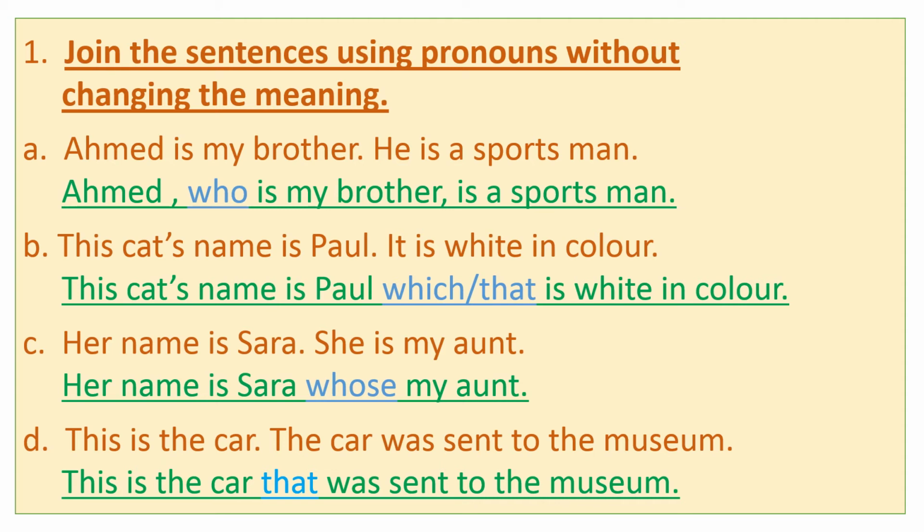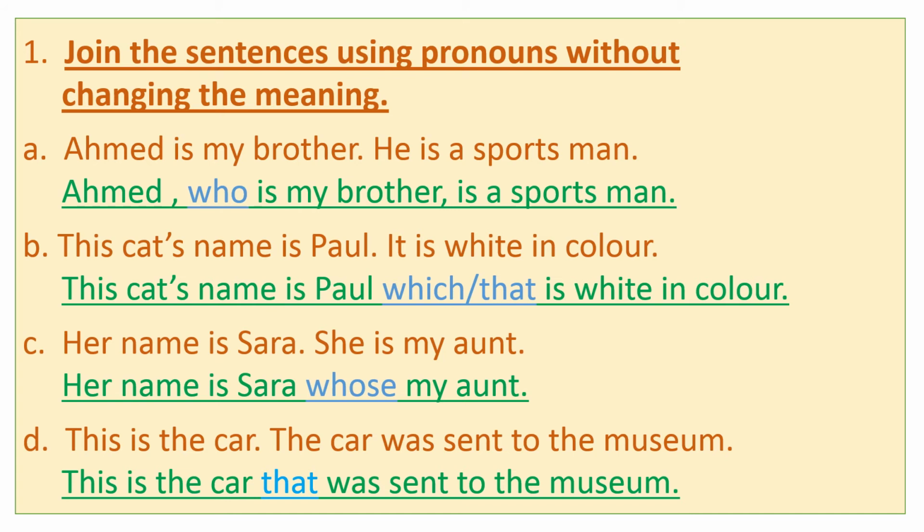First one, Ahmed is my brother. He is a sportsman. So what is the sentence talking about? It is talking about Ahmed, isn't it? So Ahmed is a person. So for a person, what type of relative pronoun must you use? You must use a relative pronoun who or whom. Whom is not an apt word for the sentence. So we should use only who. Okay, children? Ahmed, who is my brother, is a sportsman. Is that clear?